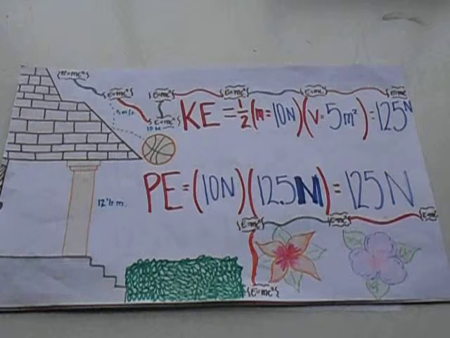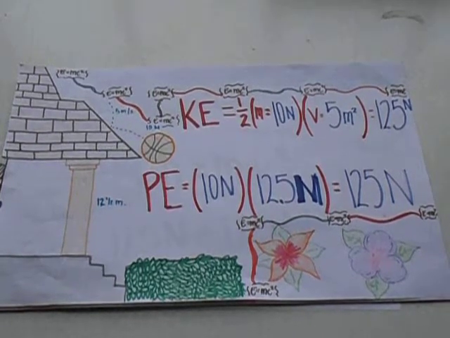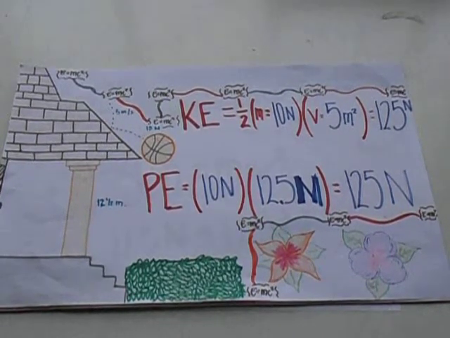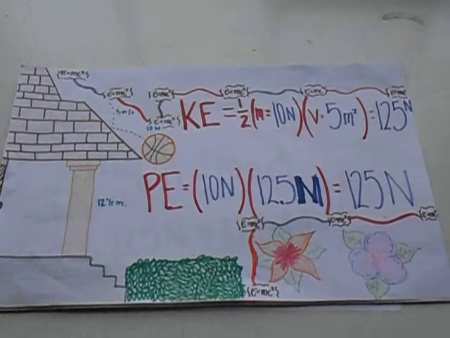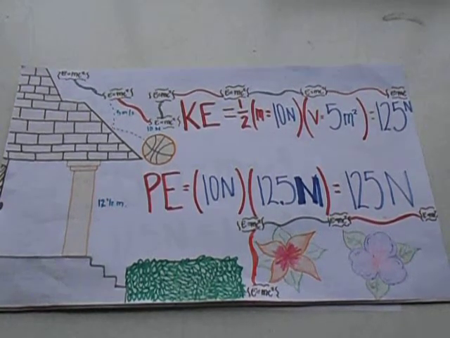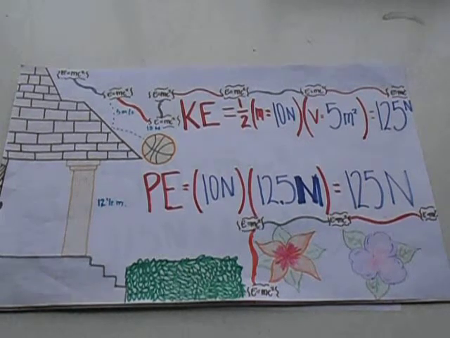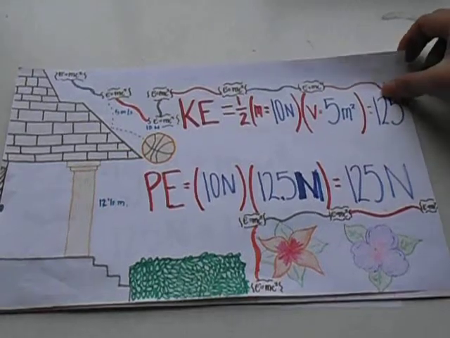Therefore, the equation for kinetic energy would be one half times weight 10 newtons times velocity 5 meters per second squared, which equals 125 newtons. The equation for potential energy would be 10 newtons times 12.5 meters, which equals 125 newtons.